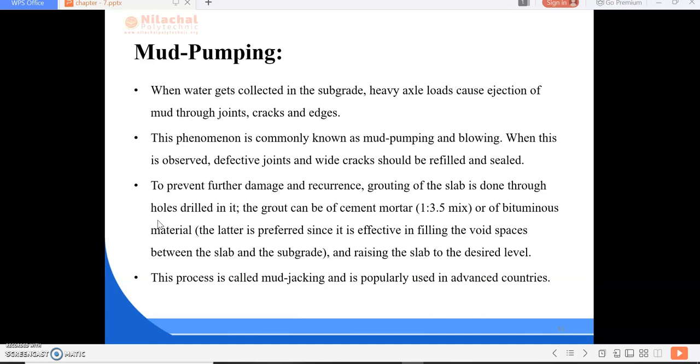So there are various procedures for mud jacking. The mud jack holes, with a diameter varying from 40 mm to 60 mm, are drilled at 1.5 meter to 3 meter apart in the slab. Holes are cleaned with the help of compressed air. The grout is forced into those holes under pressure. Due to the pressure from the bottom, the slab is raised and it is held in position till the grout hardens. Okay.